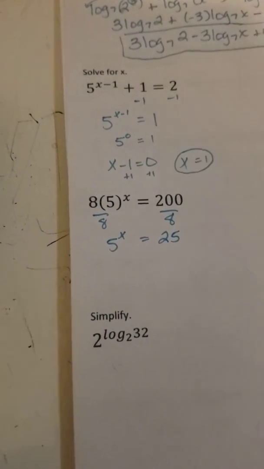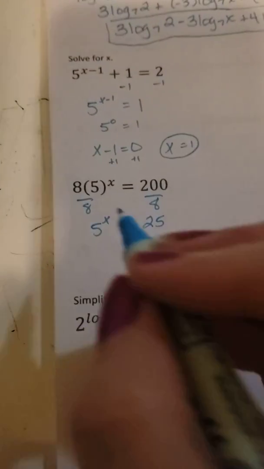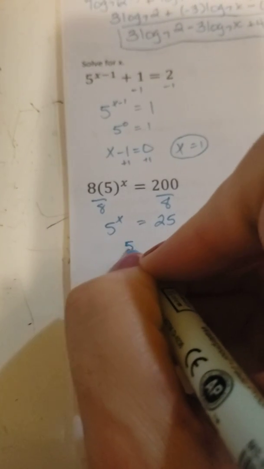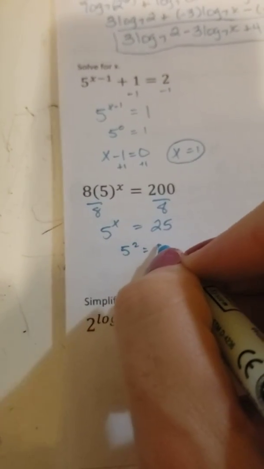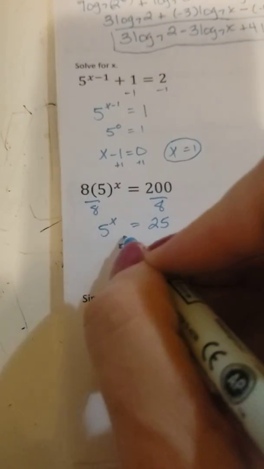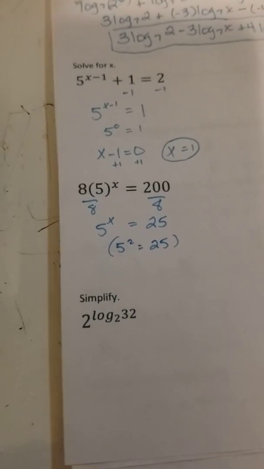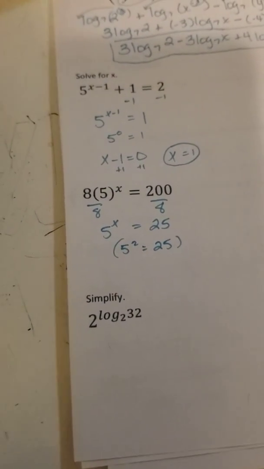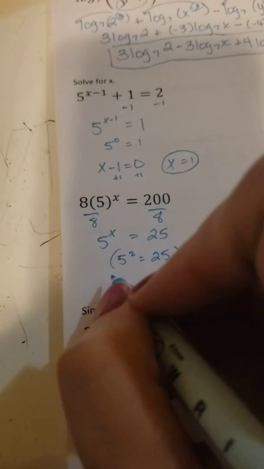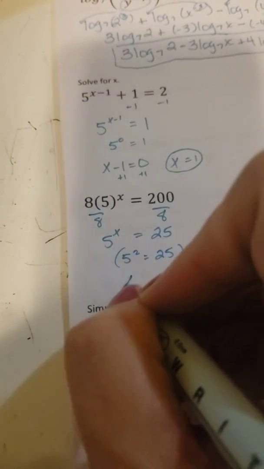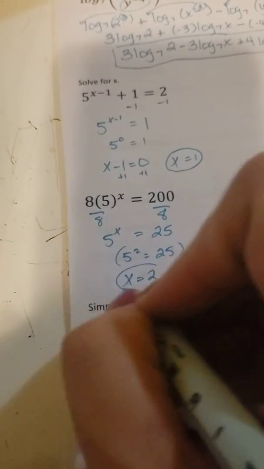Again, I could use a logarithm to solve this, but I know that 5 to the second power equals 25. And I'm going to put that in parentheses because that's not really part of solving the equation, but it's something that I know. So that means that x has to equal 2.